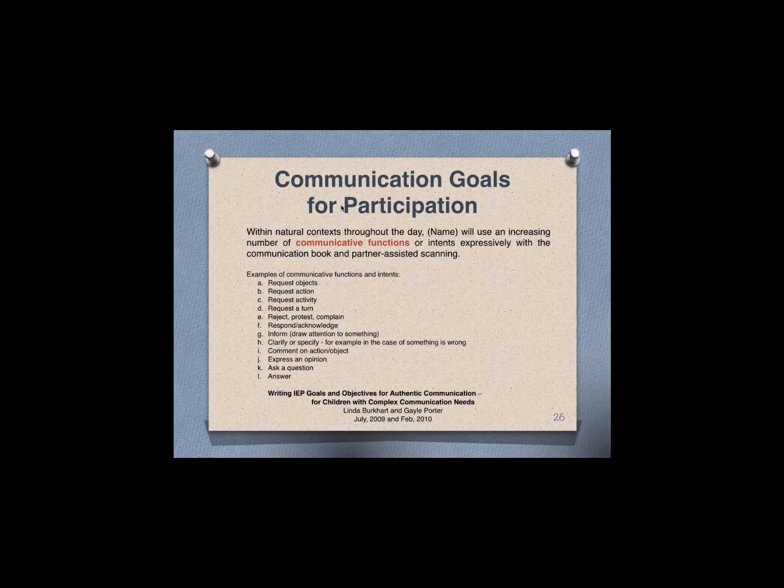And notice, I don't think it's a coincidence that Linda and Gail left answering, the communicative function of answering, as the very last one, because so often we accidentally flip that. The child starts using their system expressively, and now we set everything up, not as an interrogation, but certainly where we're expecting them to constantly answer us throughout the day.